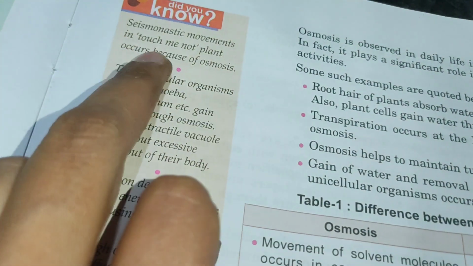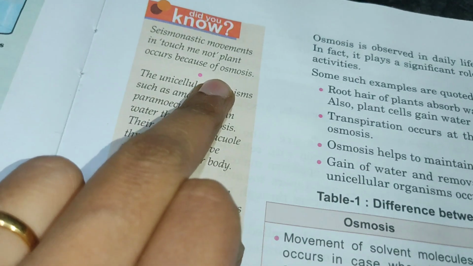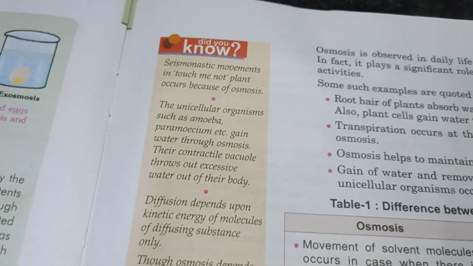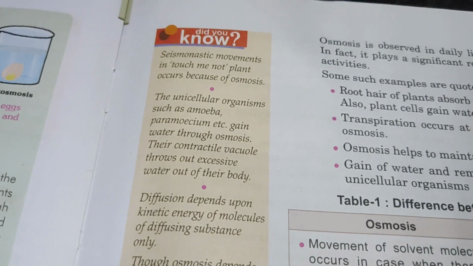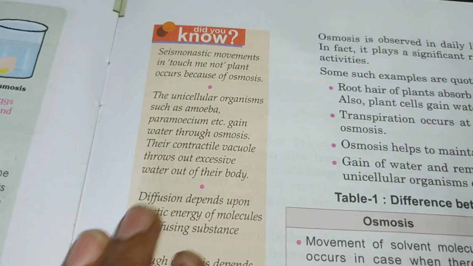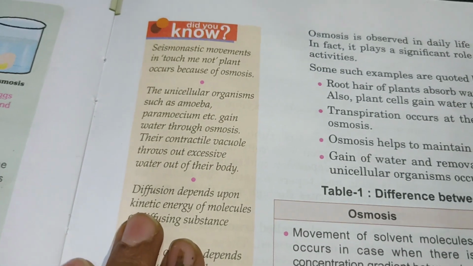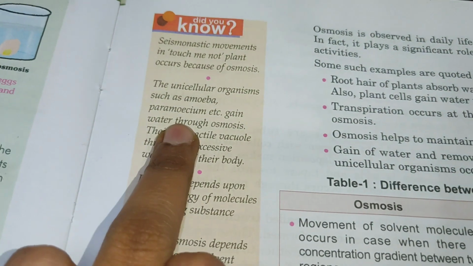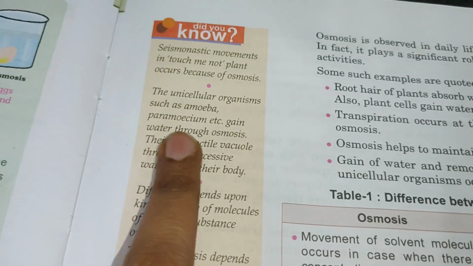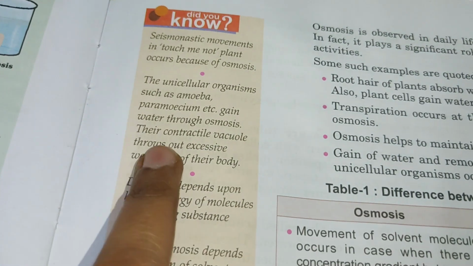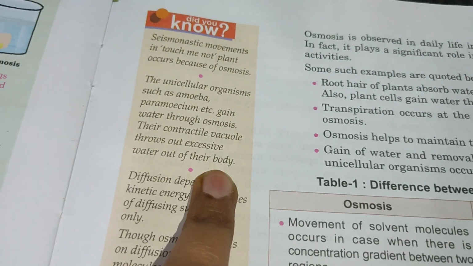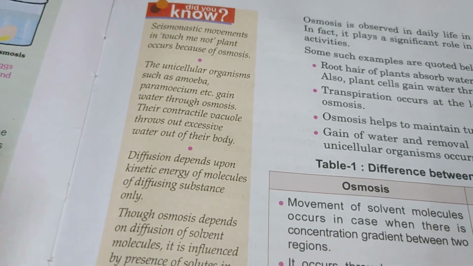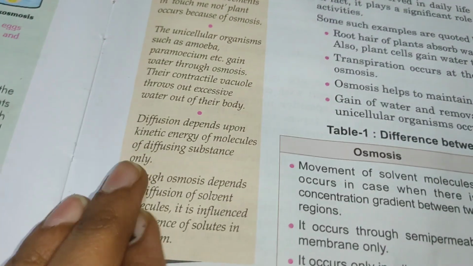Then seismonastic movements in the touch-me-not plant. We can see the touch-me-not plant. If we touch it, it will just fold. This is called seismonastic movement, and it occurs because of osmosis only. The unicellular organisms such as amoeba, paramecium, etc. gain water through osmosis. Their contractile vacuole throws out the excess water out of their body. So if water is more, the contractile vacuole will throw out the excess water.